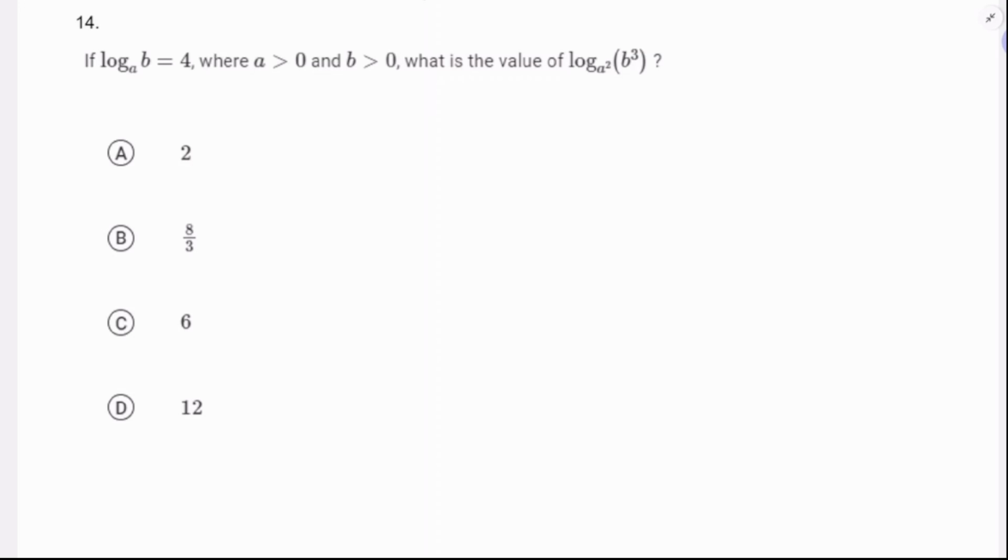If log base a of b equals 4, where a is a positive number and b is also a positive number, what's log base a squared of b to the 3? This is one I wish I'd seen before. I really like this. Okay, so I'm going to translate this one into its corresponding exponential equation. The base of the log needs to be the base of the exponential. The log is the exponent, so that's a to the 4, and that's going to equal the argument. Argument is the answer.